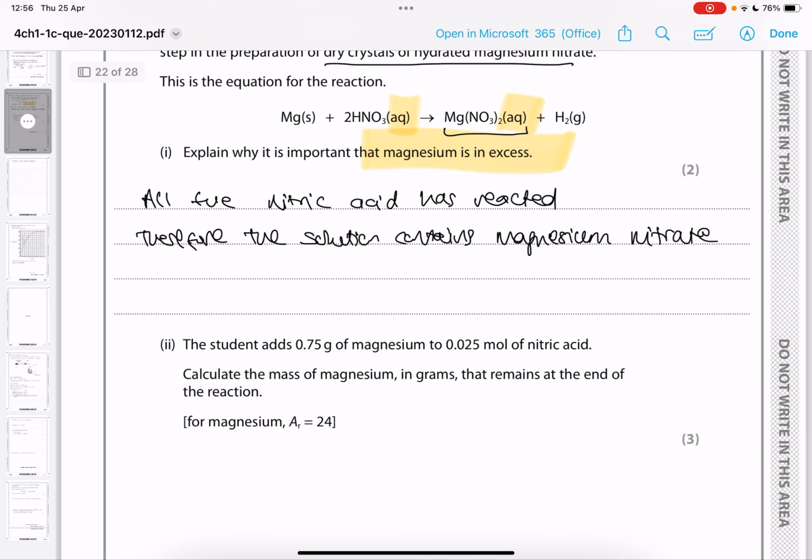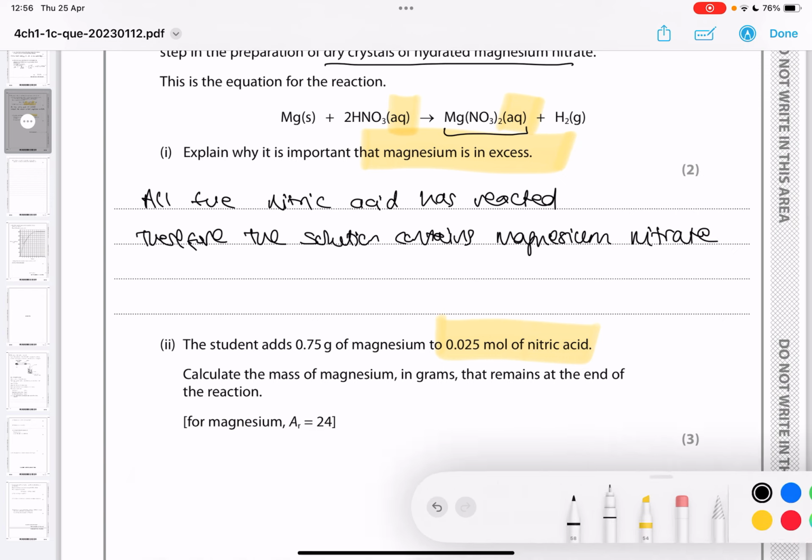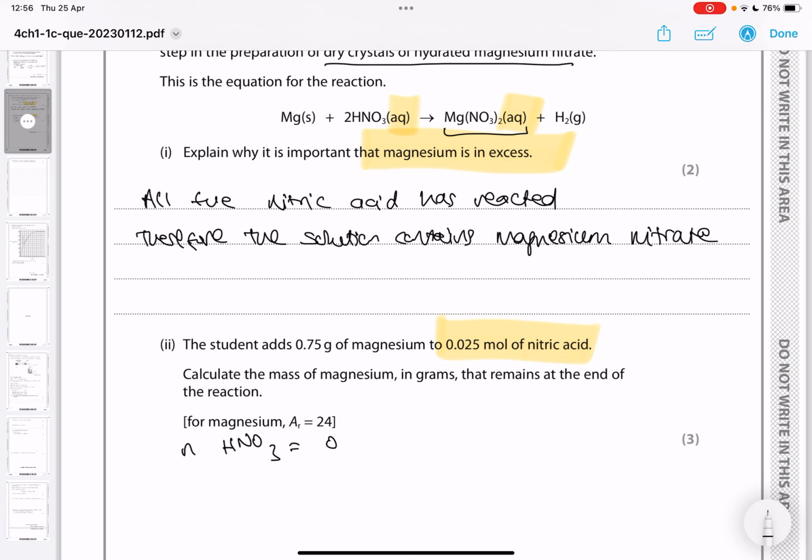So we've got 0.75 grams of magnesium and we've got 0.025 moles of nitric acid. Now we have to use 0.025 moles of nitric acid because that's the limiting reagent. If we've got 0.025 moles of nitric acid, the moles of magnesium that reacts will be half of that, because as you can see the ratio of magnesium to nitric acid is 1 to 2. So you have to half that to work out the moles of magnesium that are reacting.